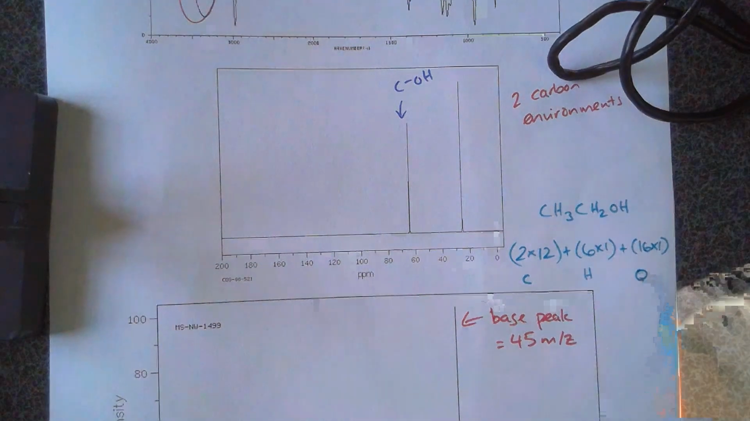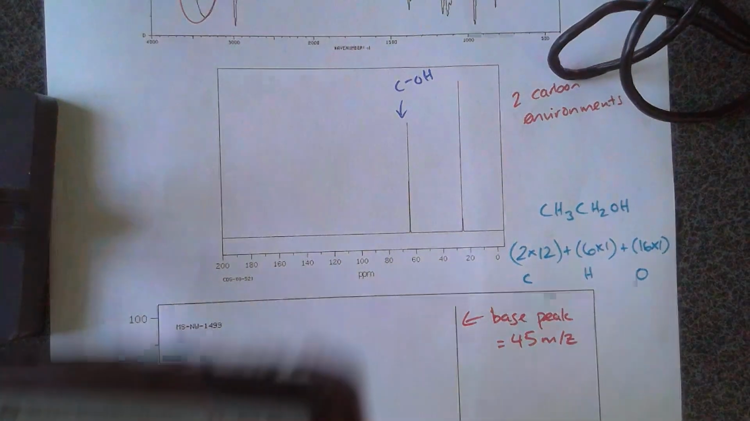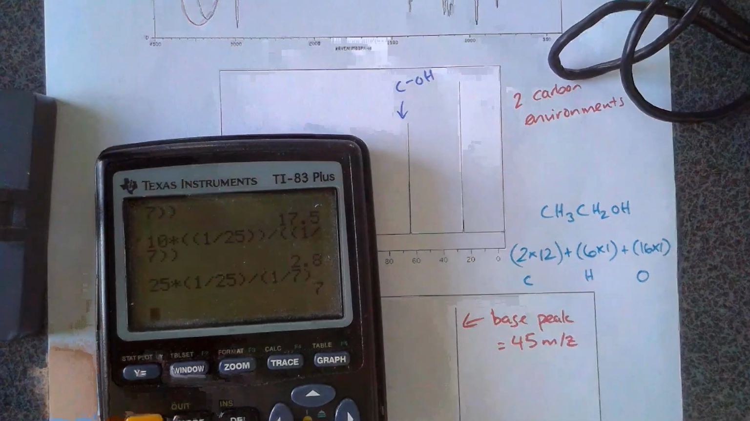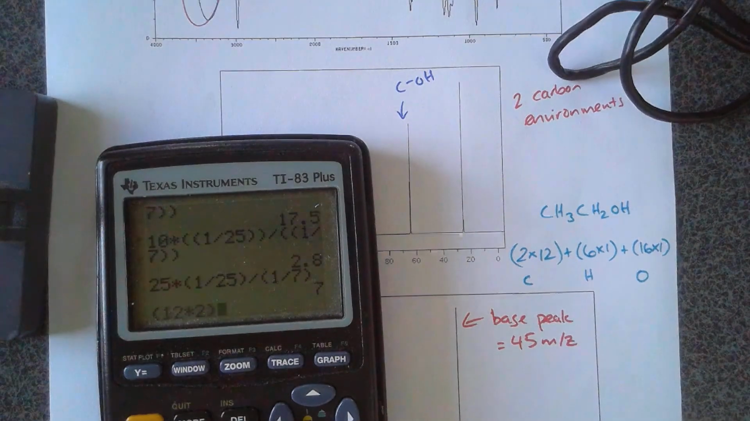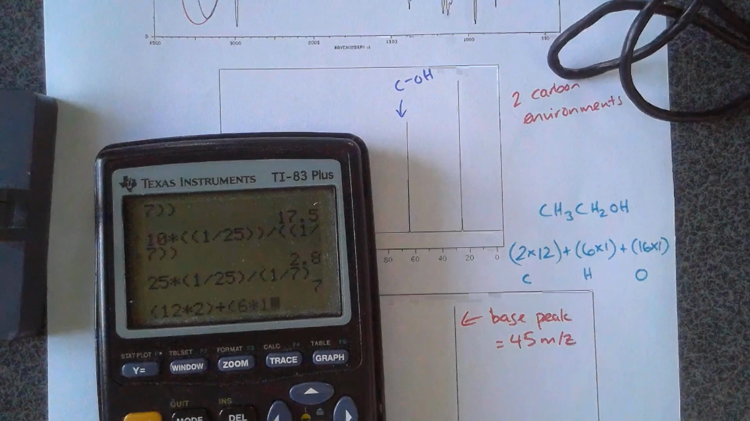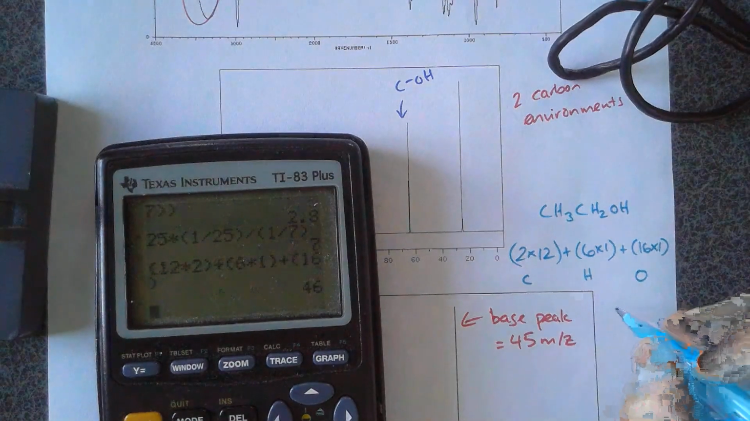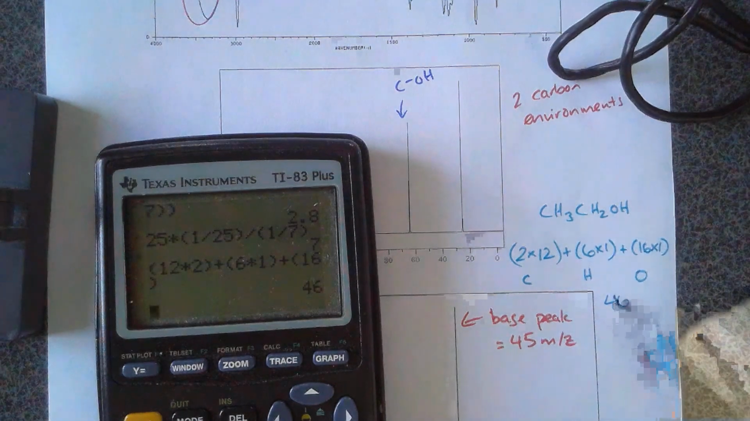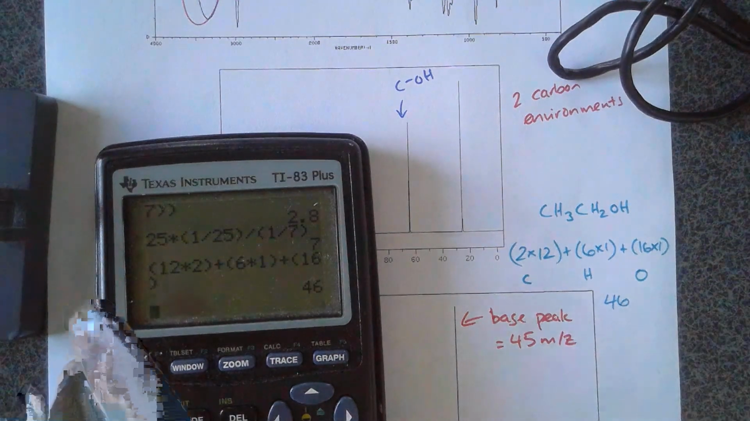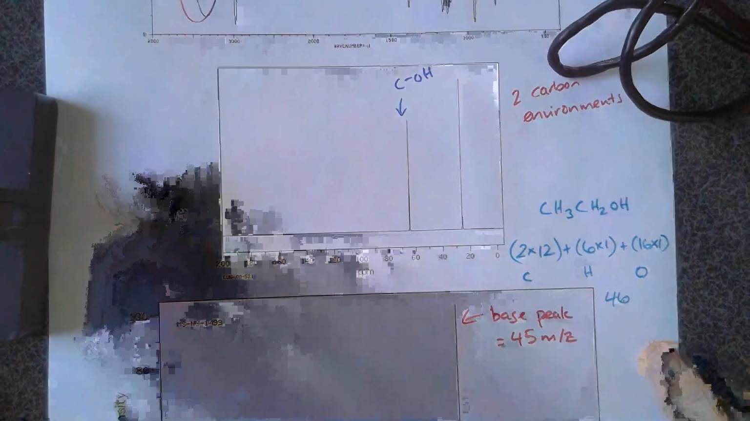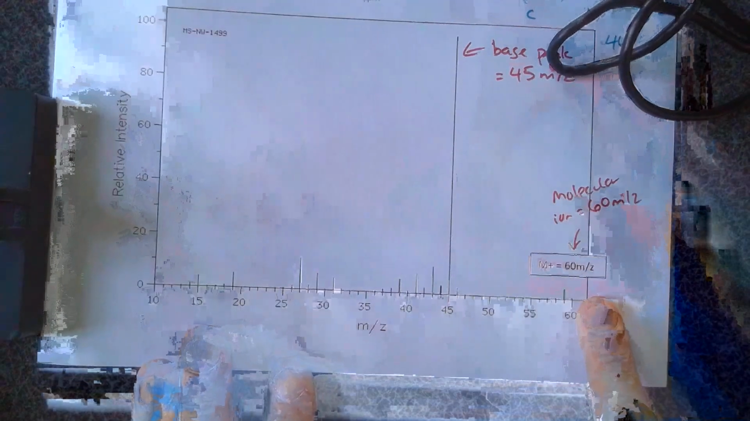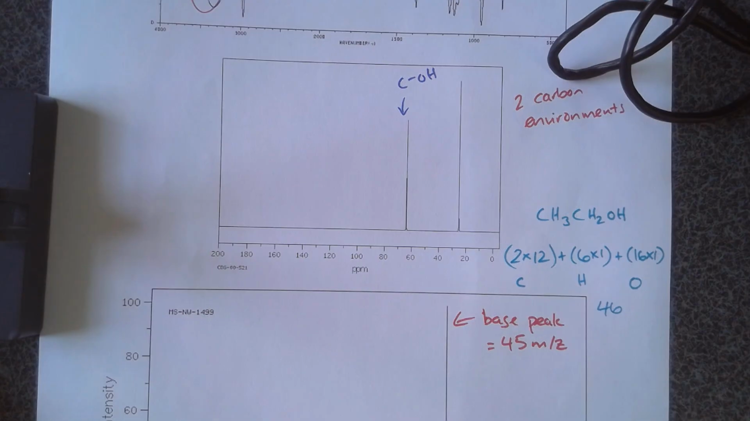Are we okay with that so far? So if I did the math there, I have 12 times 2 plus 6 times 1 plus 16. So total, I would have 46. Do you see how that mass doesn't match this mass? So what does that tell me? It's wrong, but there must be some symmetry in the molecule.